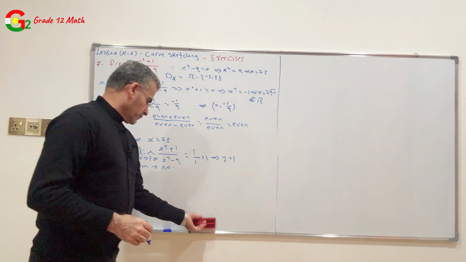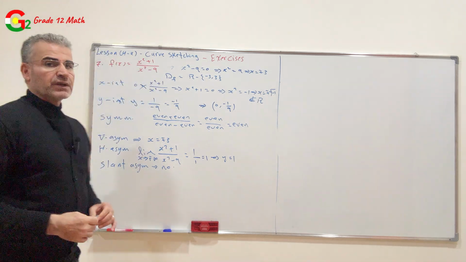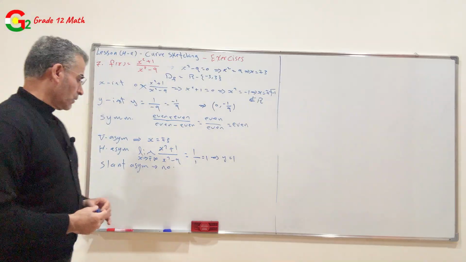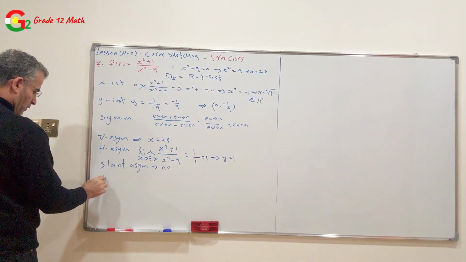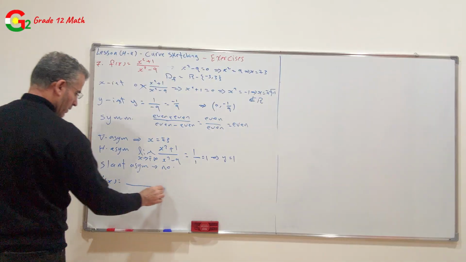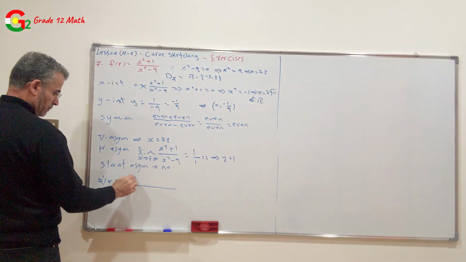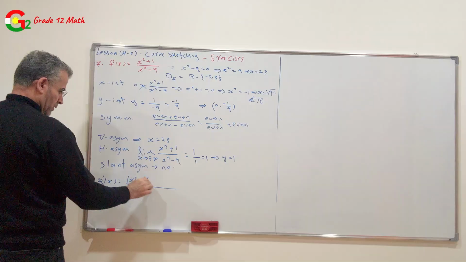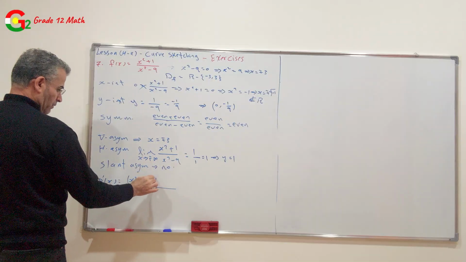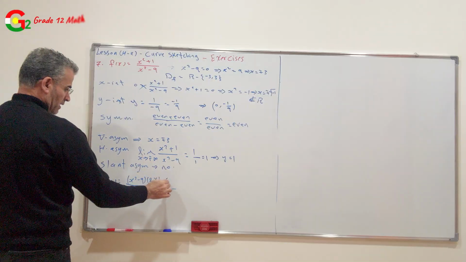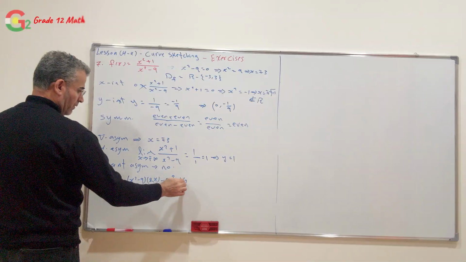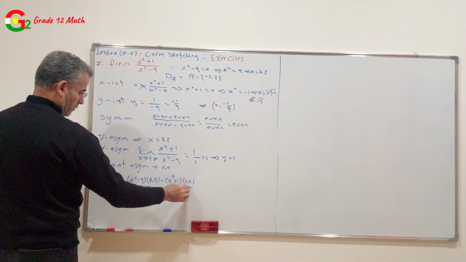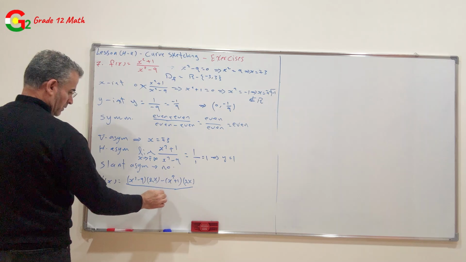Now, find the intervals of increasing and decreasing, and the local extrema for this function. f prime of x equals the denominator (x^2 - 9) times the derivative of the numerator 2x, minus the numerator (x^2 + 1) times the derivative of the denominator 2x, over the denominator squared.